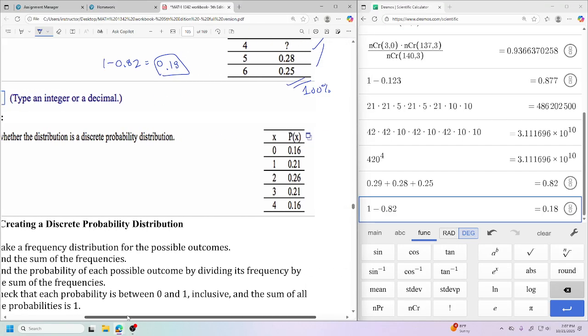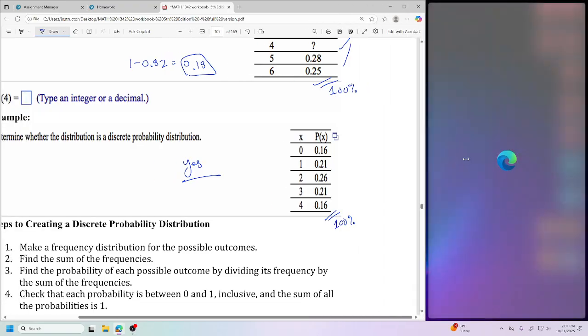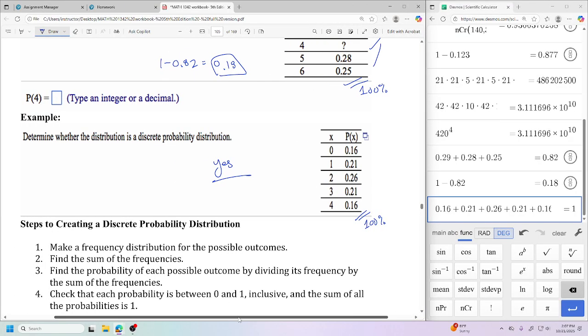Okay, so it says, is this a probability distribution right here? Basically, do they all add up to 100%? And really, the only way to do that is to do it in the calculator. So I'm just going to add them all up and see what we get. 26, 21. See, yep, there you go. So you're good. It's pretty straightforward. Easy enough, right? We're just saying, does it add up to 100%?